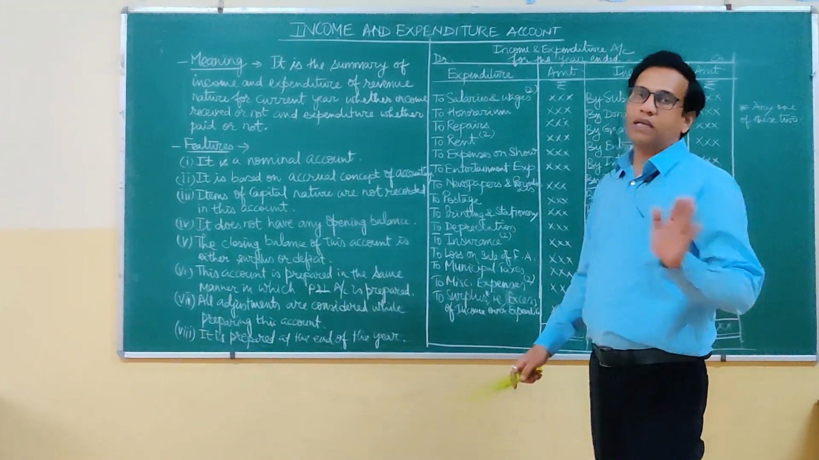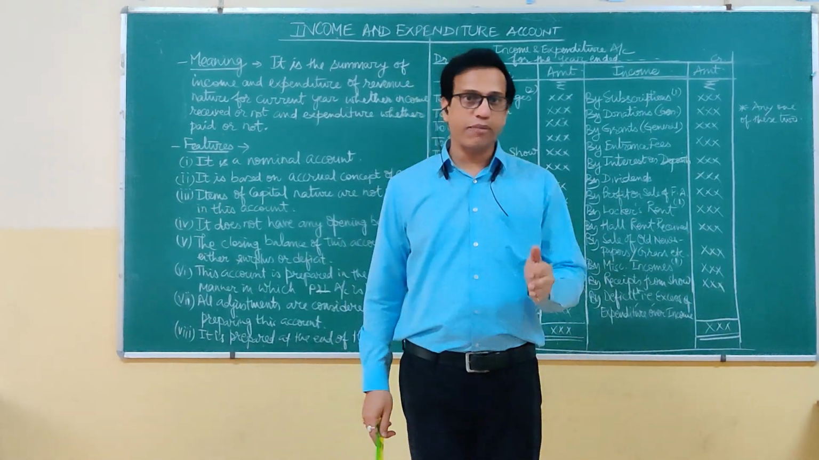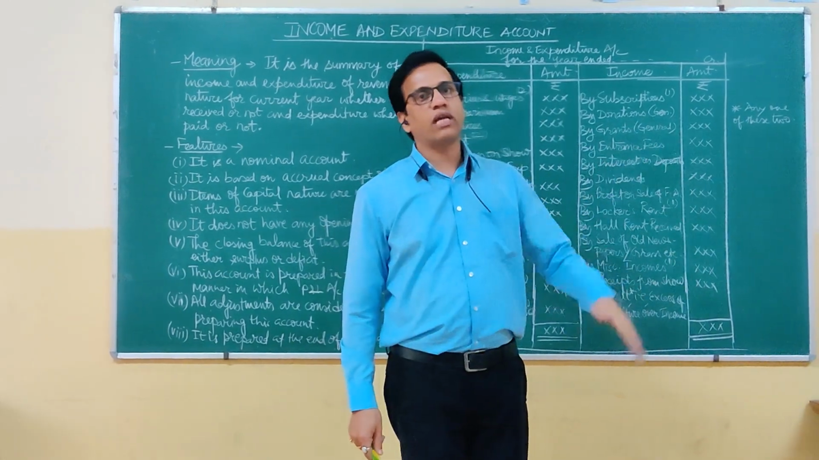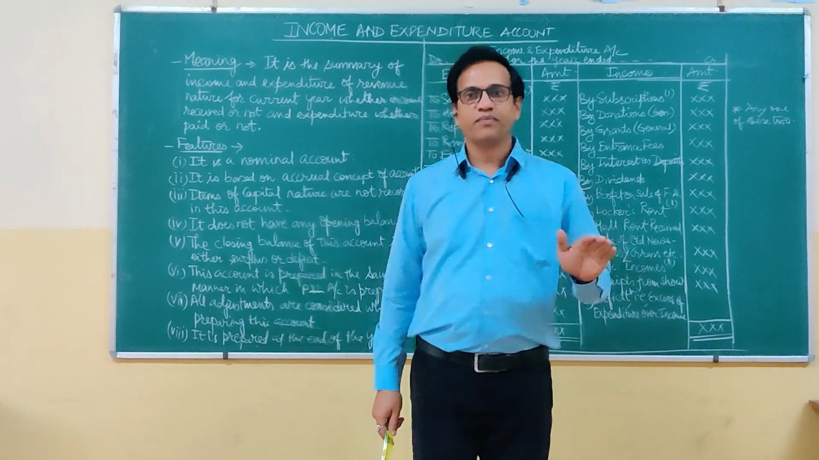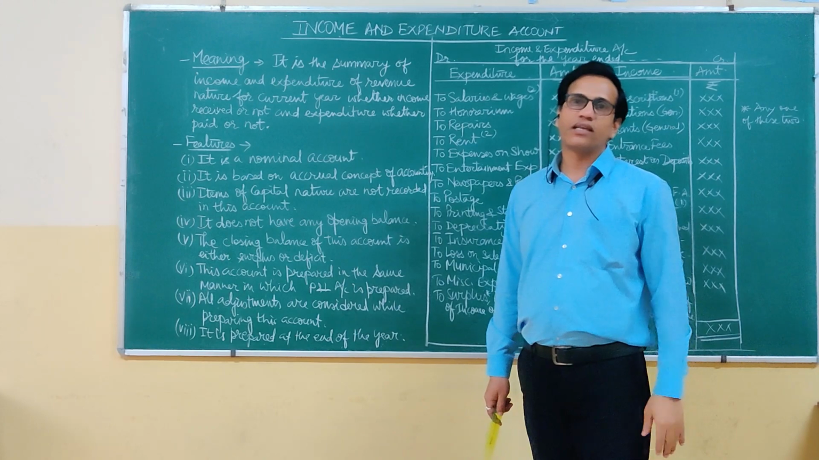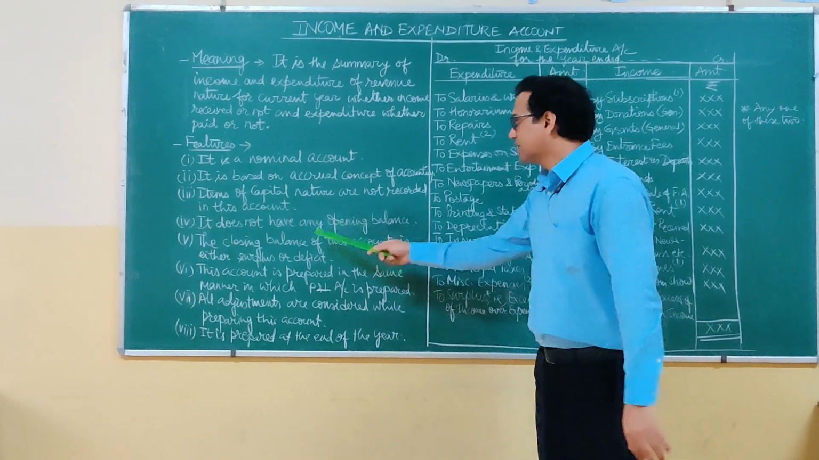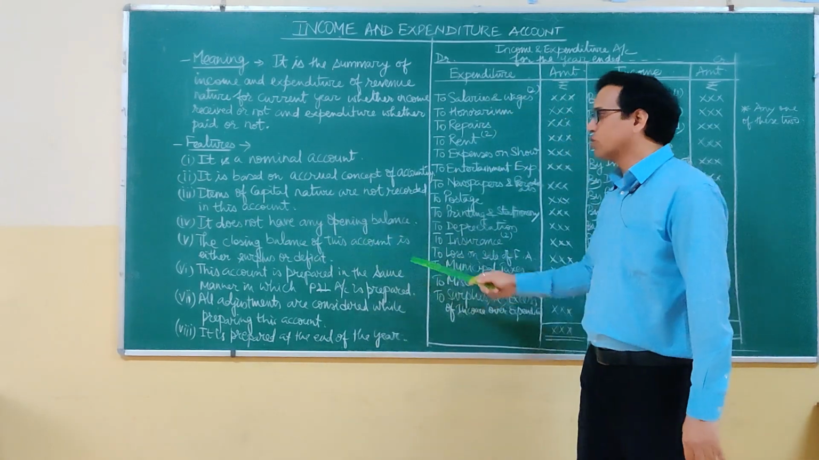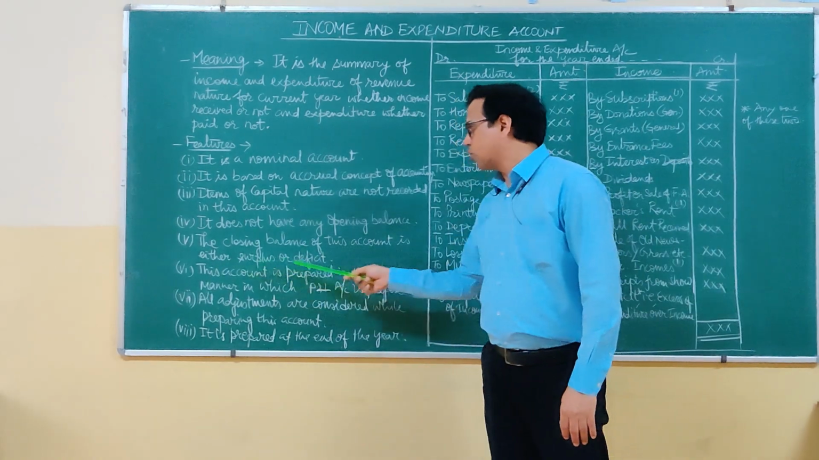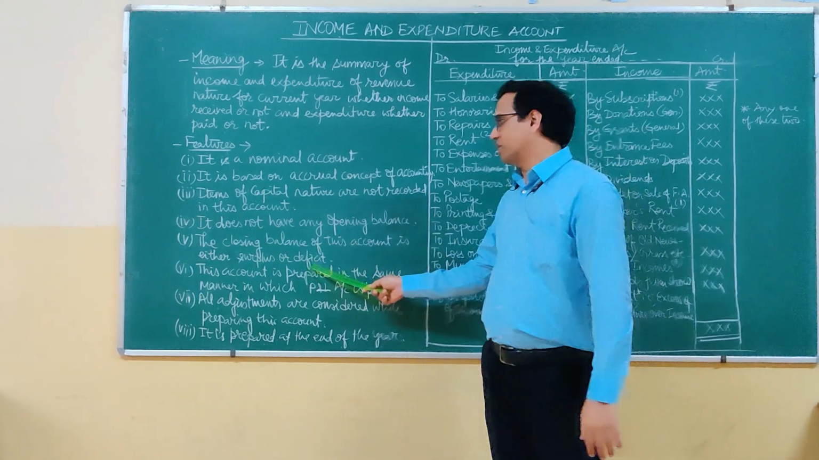It does not have any opening balance. It does not start with any balance like receipts and payments account. Receipts and payments account is started with opening cash balance, but this account does not have any opening balance. Yes, it will have a closing balance, and that closing balance is known as either surplus or deficit. So it does not have any opening balance and its closing balance is either surplus or deficit. And the surplus or deficit will be transferred to the capital fund in the balance sheet.